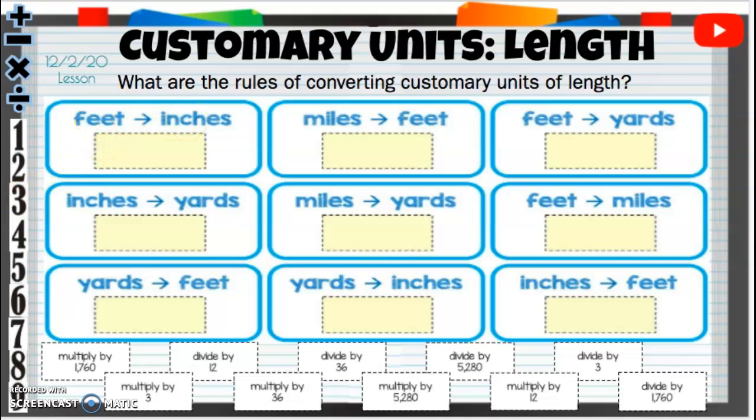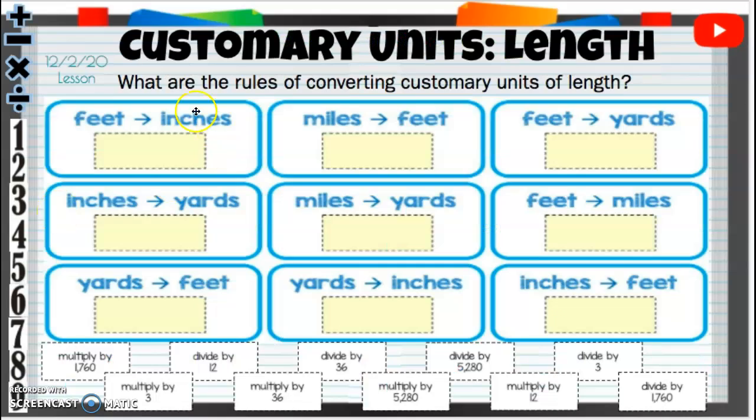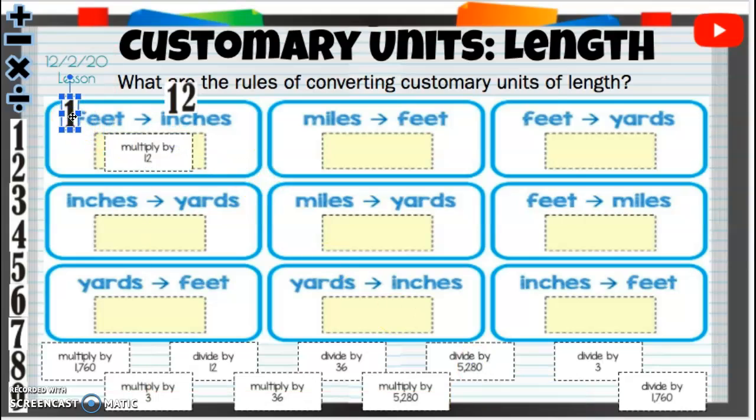From our vocabulary, I know that there are 12 inches in 1 foot, or 1 foot is 12 inches. So if I have 1 foot equals 12 inches, how do I get from 1 to 12? I multiply by 12. Easy peasy. So I'm going to multiply by 12. I'll put it down here.